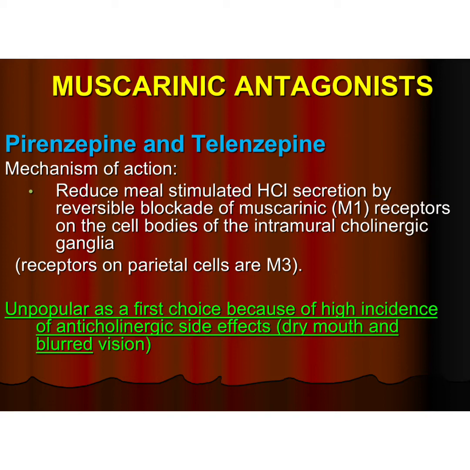The mechanism of action of these drugs, pirenzepine and telenzepine, is that they are muscarinic antagonists and they act on the muscarinic M1 receptors that are present on the cell body of the intramural cholinergic ganglia. They do not act on the M3 receptor that is present on the parietal cell. They act on the M1 receptor that is present on the cell body of the intramural cholinergic neuron. What they do there is block these receptors and reduce the meal-stimulated HCl secretion.